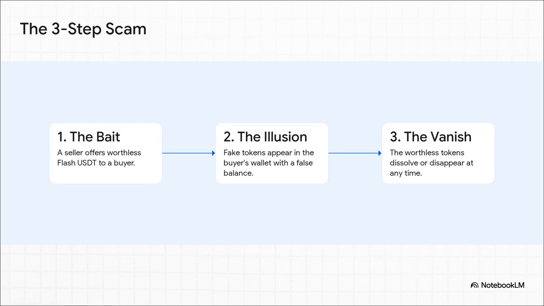The whole con was beautifully simple, really. It worked in 3 easy steps. First, you have the bait. A scammer offers you these Flash USDTs, usually at some unbelievable price. Second, the illusion. You agree, and these fake tokens suddenly appear in your wallet, showing this big, convincing balance. And then, step 3, the disappearance. At any moment, without warning, the tokens would just vanish or dissolve, leaving you with absolutely nothing.